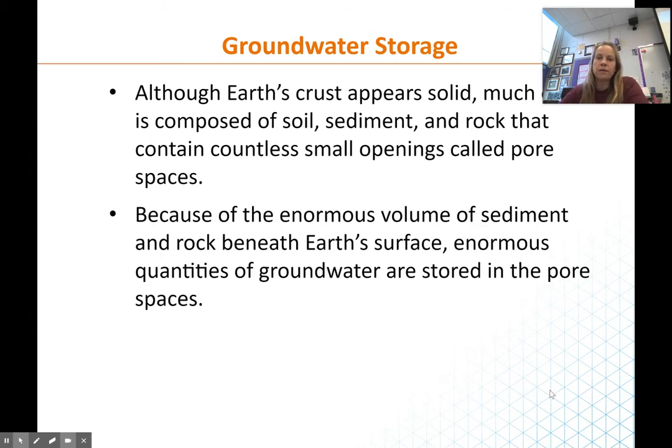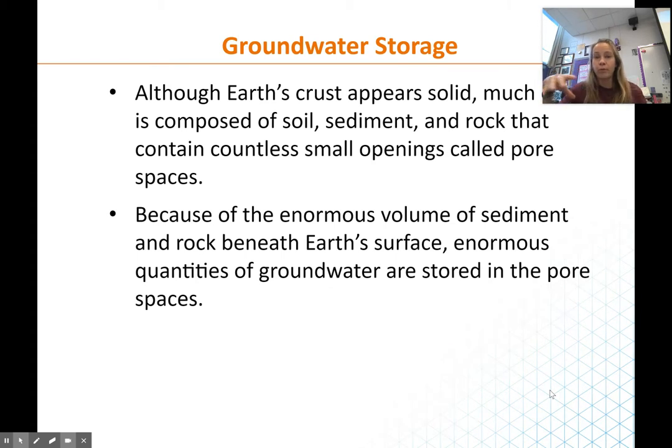So if we look at the way groundwater is stored, it's stored in the pores between rocks. And so you've got rocks, dirt, whatever is in the ground. There are little tiny spaces between each of the particles of dirt and rocks. So the little spaces are called pores. And so that's where water is stored in the ground.